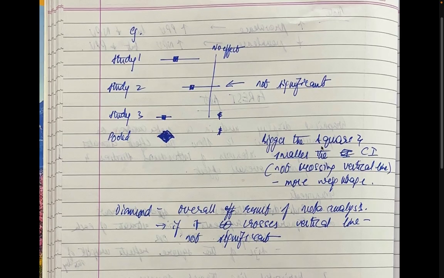Example, you take 3 studies, 1, 2, and 3, and the diamond represents the pooled data, and the horizontal lines of each represent a confidence interval. So if the line crosses the line of no effect, that is statistically not significant. The bigger the square and the smaller the confidence interval, which does not cross the vertical line, has more weightage. The diamond is the overall result of the meta-analysis. If it crosses the vertical line, it is not significant.